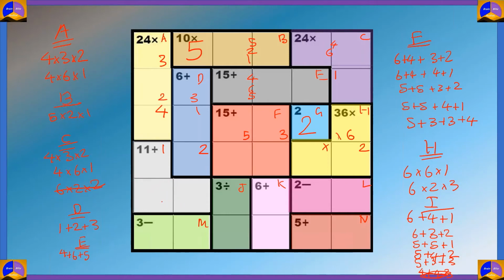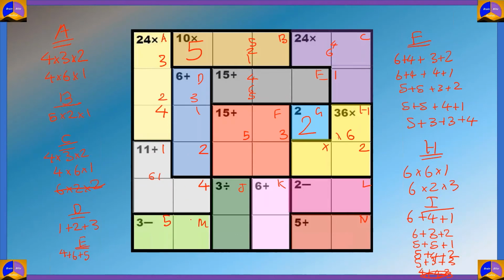Now, if we use the option 5 and 1 over here, then the option with 5 and 1 is 5 plus 5 plus 1. Then we will have to use the number 5 over here, which is not possible because then it would be a repeat of 5 in the same column. So 6 and 1 would go and 5 will go over here. Now the option with 6 and 1 is 6 plus 4 plus 1. So 4 will go over here.